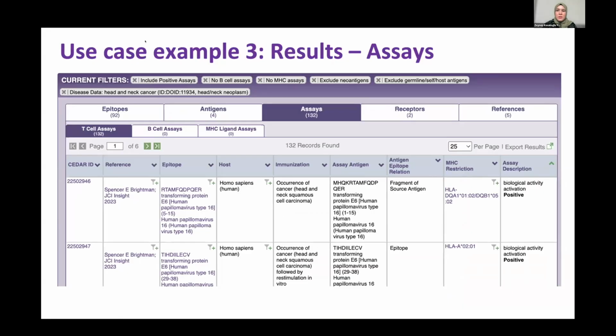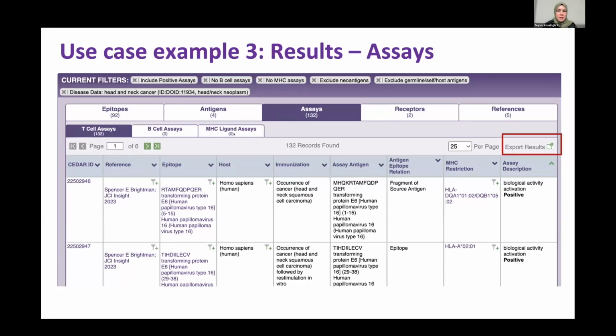So we can now also switch to the assays tab to see exactly how these epitopes were tested. This tab includes details about the method. So here's the assay description and what the outcome of the assay was. Also, the MHC restriction is reported here, and the specific antigen that was used in the assay. So this is actually the tab that has the most details among all of the tabs.